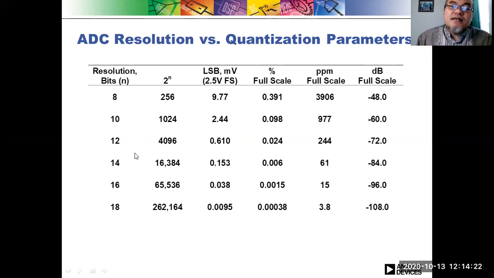If we continue further, increasing the resolution bits, we see that the least significant bit becomes smaller. It means it becomes more accurate to approximate and approach the analog signal. Here it becomes 3.8 parts per million. It means the higher the resolution, the better it can approximate, so there is less loss of value between two steps of the quantization. Okay.